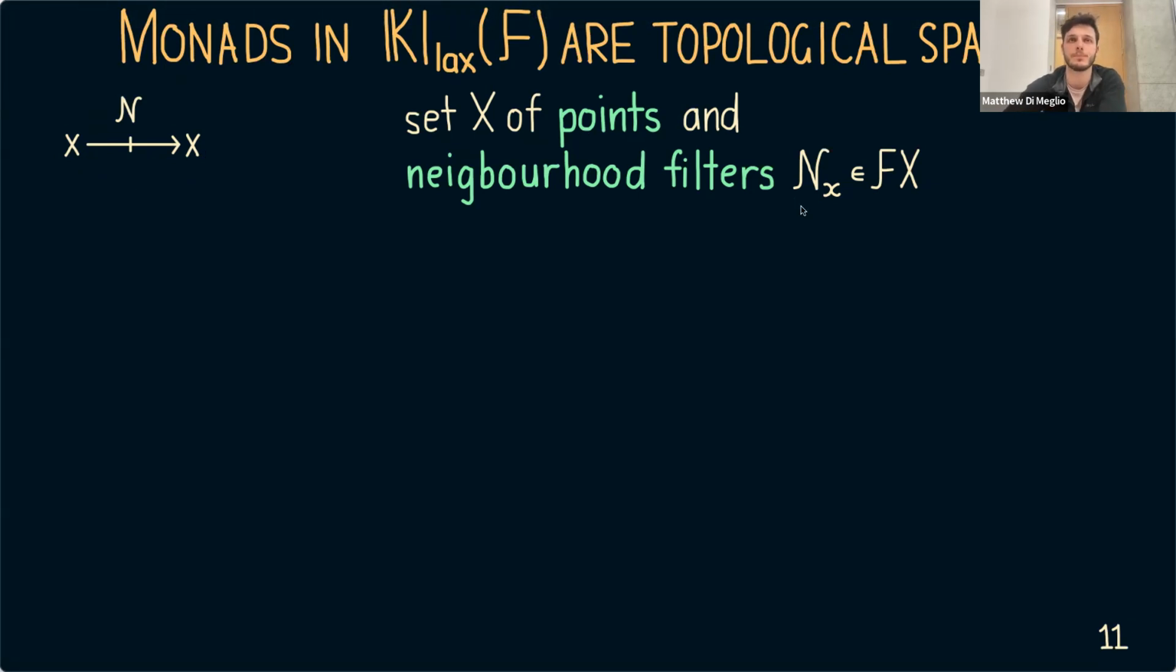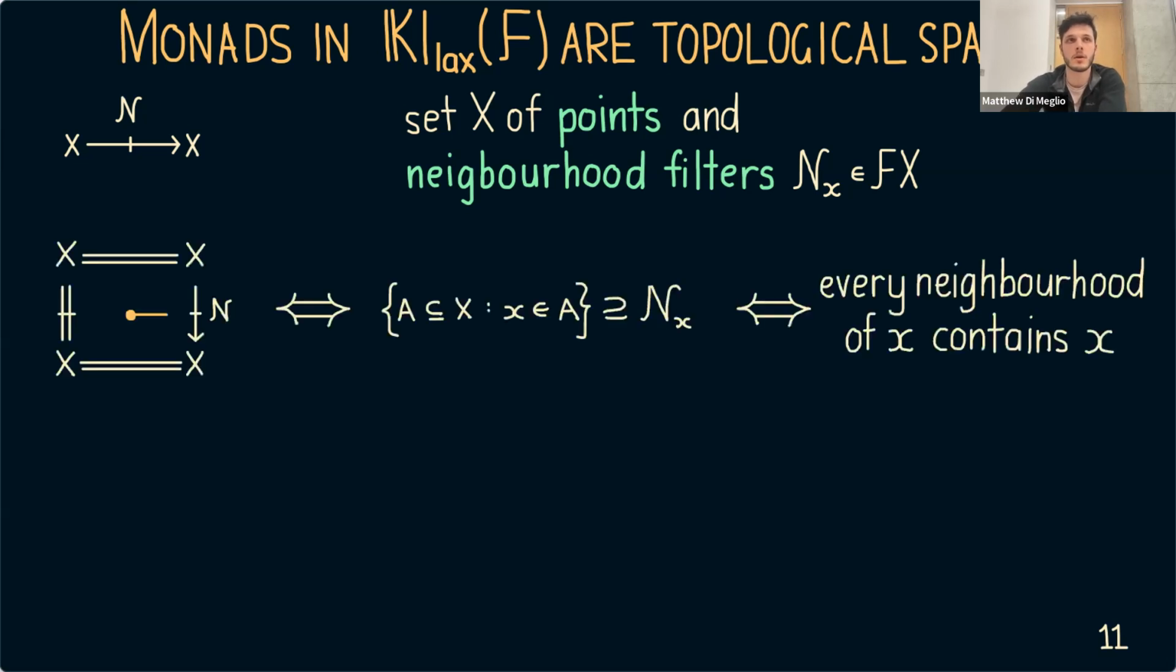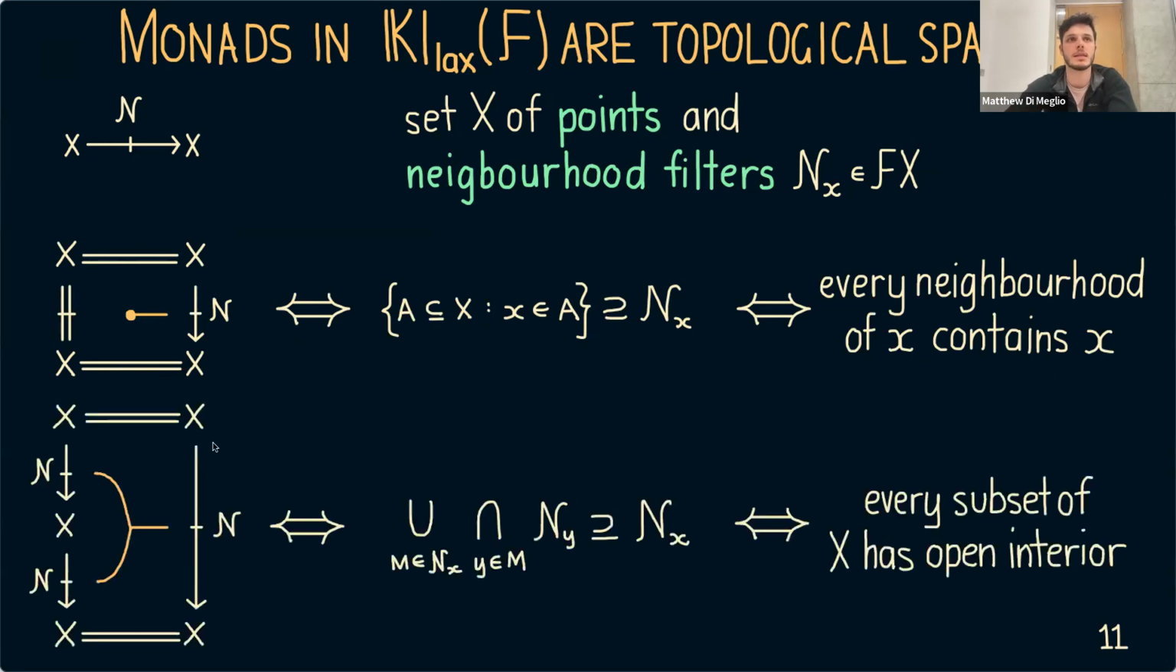and this is going to be the neighborhood filter of X. And so the existence of the unit cell, when you unpack what it means, amounts to asking that every neighborhood of X contains the point X, and the existence of the multiplication map, when you unpack what it means, amounts to asking that every subset of X has open interior. And I guess for that to make sense, you need to have an appropriate definition of what it means for a set to be open and what it means for the interior of a set.